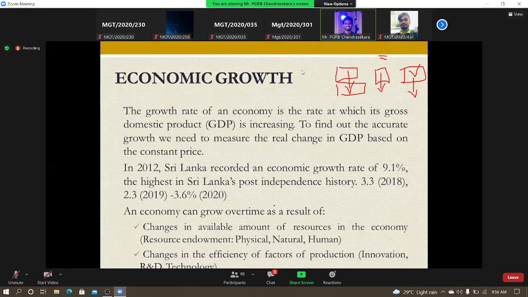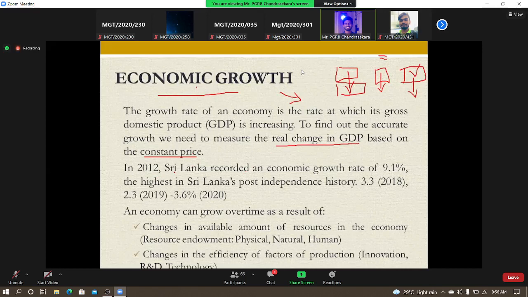Without that we can't identify the economic growth. So increasing of the gross domestic product is the economic growth. To find out this, you need to have constant price, and then we can identify the real change in GDP.